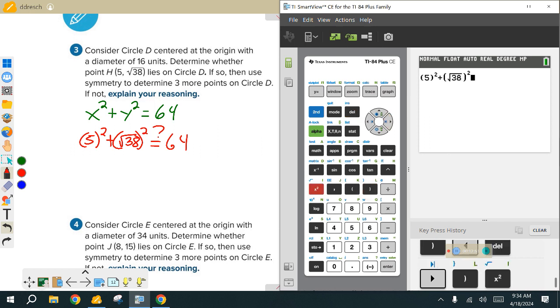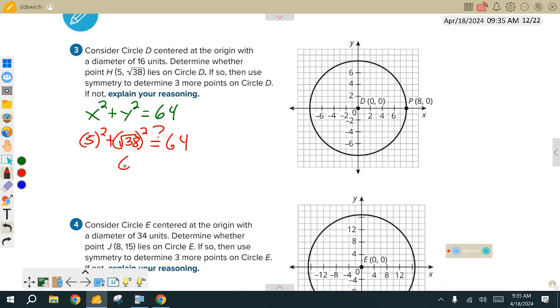If that point, (x, y) = (5, square root of 38), squaring both of those and adding together equals 64, that means it's on the circle. The equation is balanced. If it's not balanced, then it's not on that circle. Okay? Does it give me 64? No, what does it give me? Close, but not quite. So is this a point on that circle?